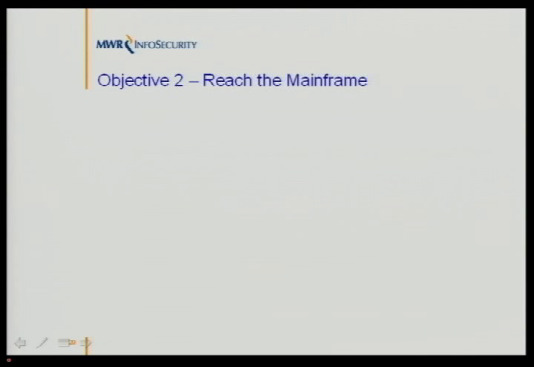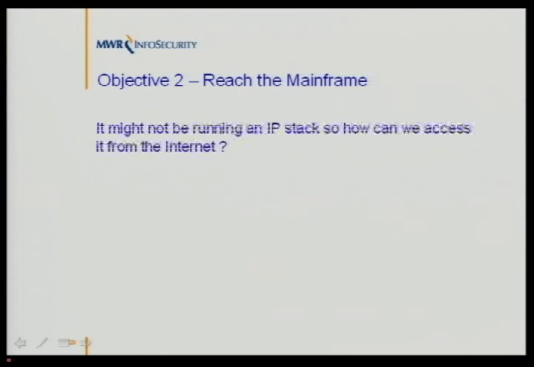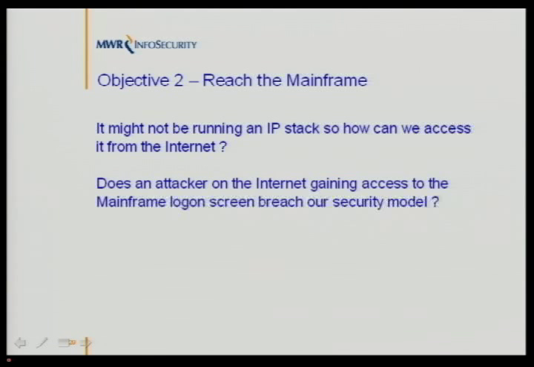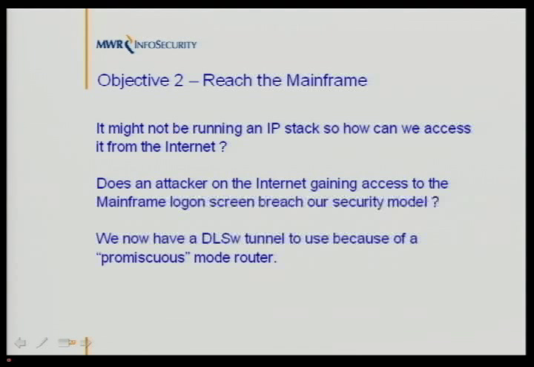So now we've found out some information, our next objective is to actually reach the mainframe. It might not be running an IP stack, so if we're sat out on the internet, how can we actually access it? In our security model, if an attacker actually gains access to our logon screen, have they breached our security model? As we've just discussed, we now have a DLSW tunnel that we can use because of a promiscuous mode router. That means we have a method of encapsulating our SNA data in IP, meaning we can communicate across an IP network, which means if you've placed your DLSW router on the internet, maybe someone can get to your mainframe from the internet now.